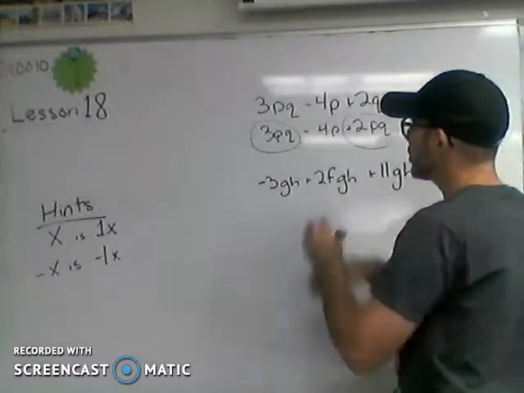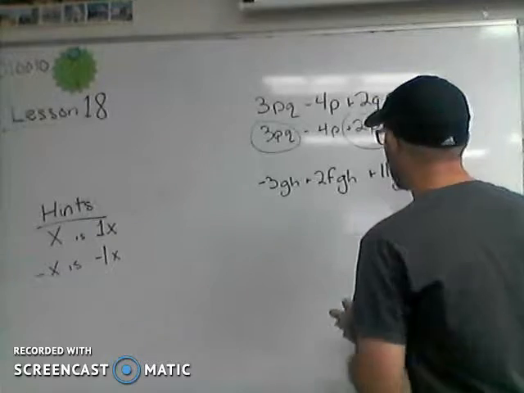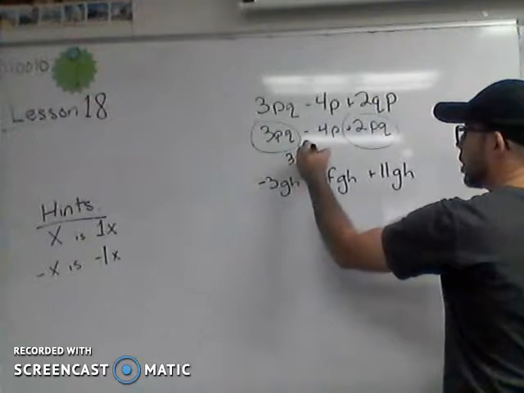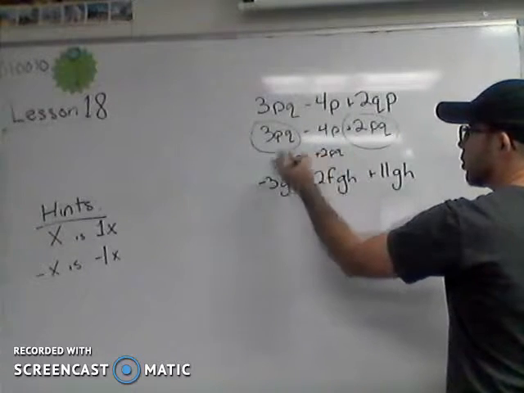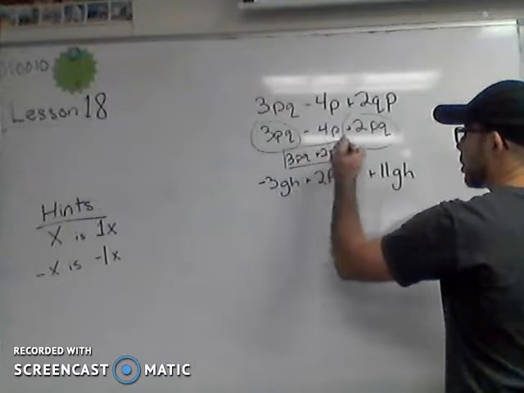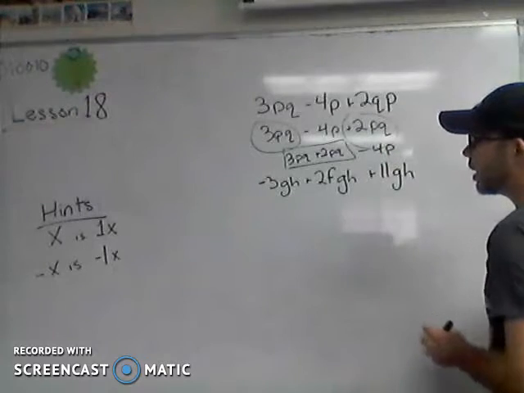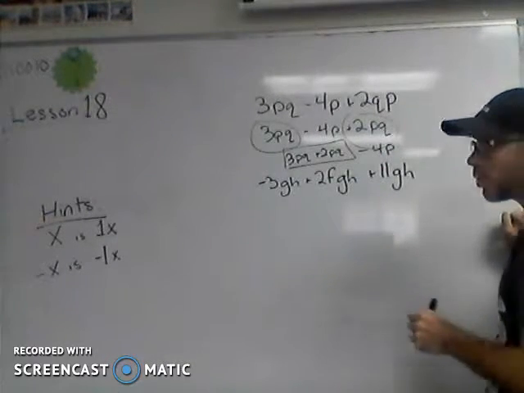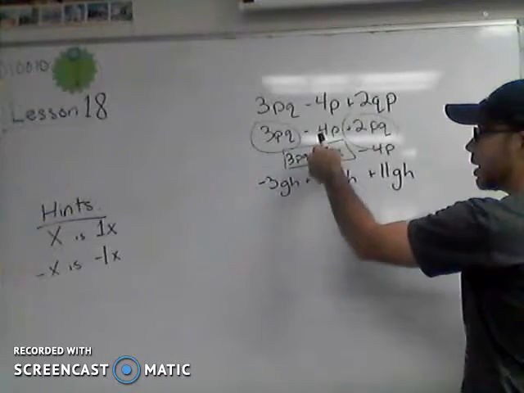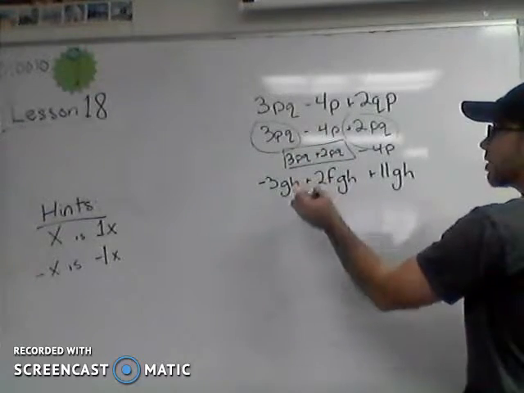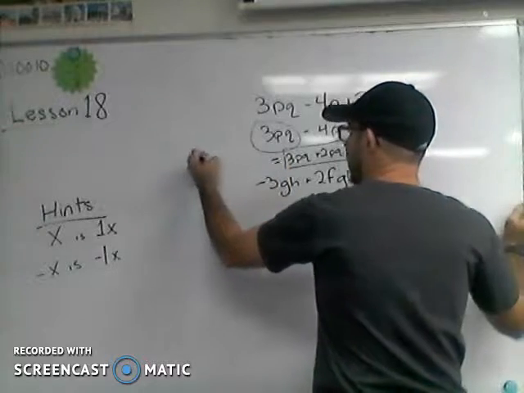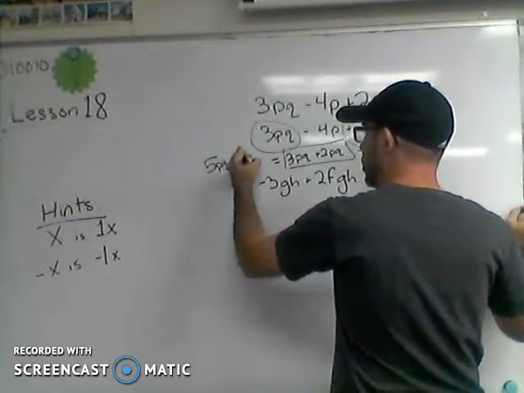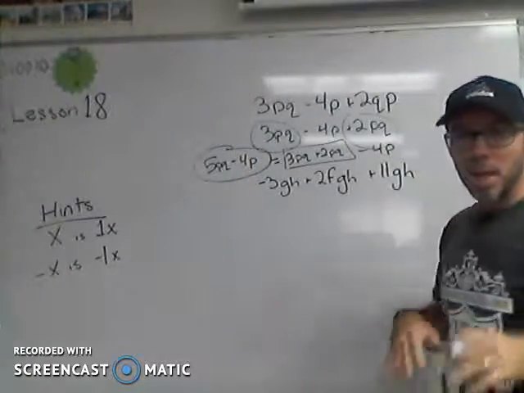I can use the associative property then, and I can put the 3PQ and the 2PQ together and then have that negative 4p there all by itself because it's the one that's not like the other ones. So I've got 3 of these and 2 of these. That makes 5 of these. 5 PQs. Take away 4p, and then I stop.